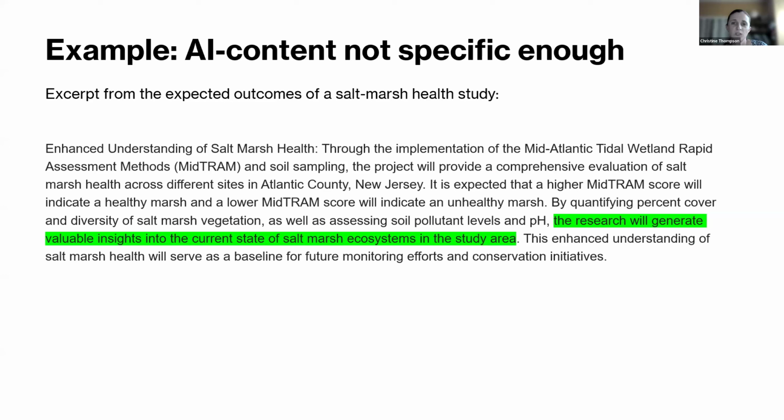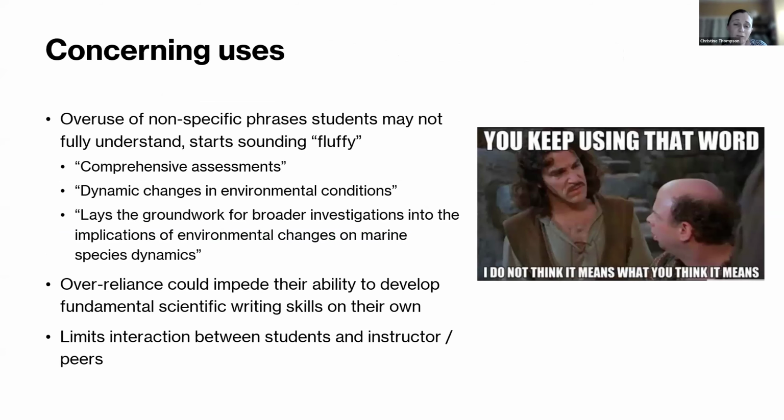In this case, a student was struggling with her outcomes. I told her to use AI. She had a very specific assessment, but in some of the AI, I felt like it could have been a little more specific about what exactly you might expect. And the AI only said valuable insights. It didn't actually go back to that hypothesis that she had had of the different sites. So overall, some concerning uses.